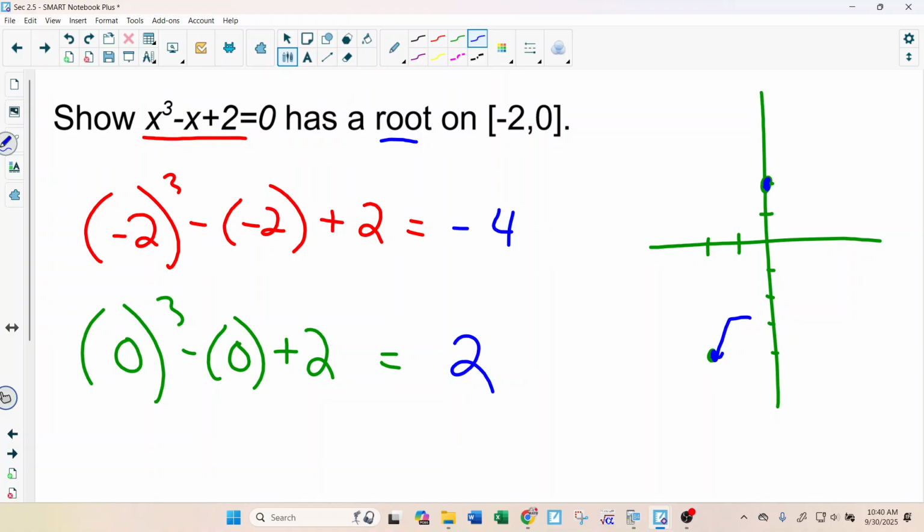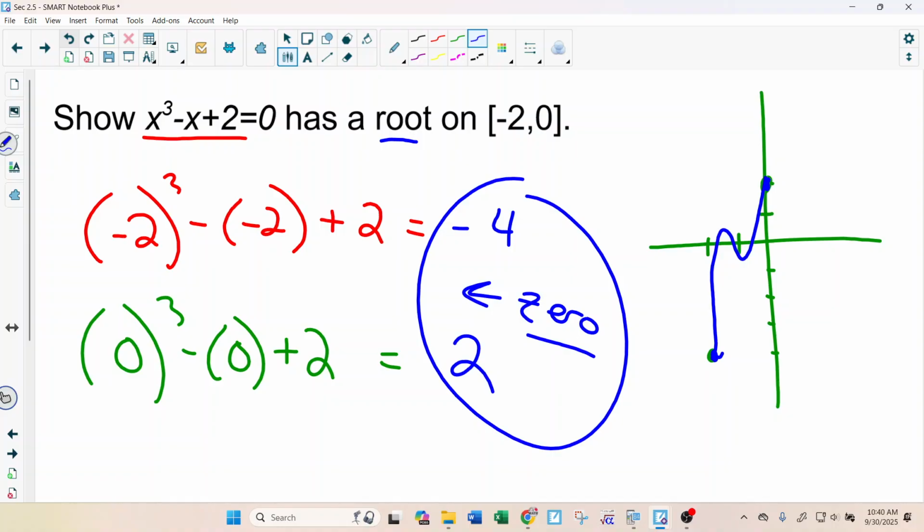Now, it may do this and have one answer. I mean, it may do this, have 3 answers. But do we know there has to be a 0 or a root between negative 4 and 2? Yes. So, show it has a root. There's got to be a 0 between those two. That's the intermediate value theorem, right?